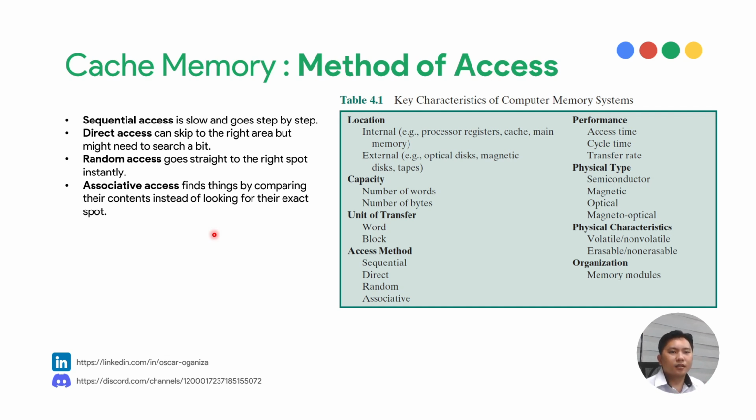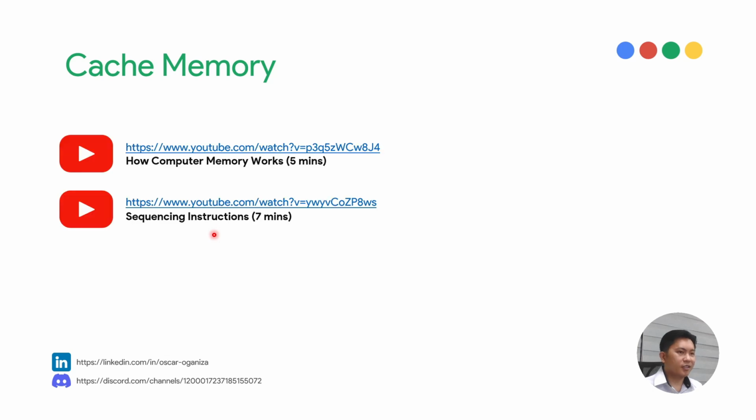Okay? Sa associative access naman, yung nahanap mo pangalan nasa chapter 1, nasa chapter 10 din. Okay, kunin ko tong chapter 1 and chapter 10, compare ko, then hanapin ko kung saan ba talaga yung pinaka-exact spot or exact match ng hinahanap mong data. So that's cache memory methods of access.